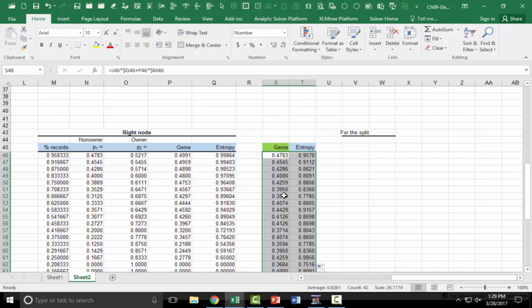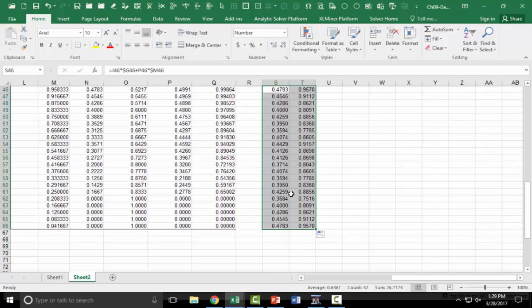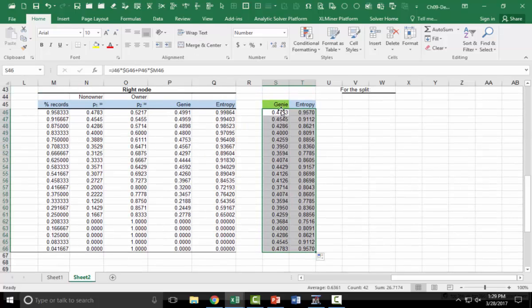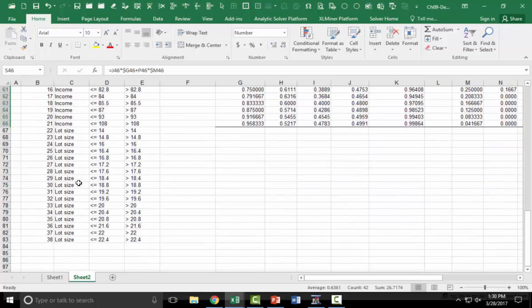Now, here we can select the one with the least value, the smallest value of Gini, or smallest value of entropy. That's the least impure. Of course, we have to repeat this for the other predictors.